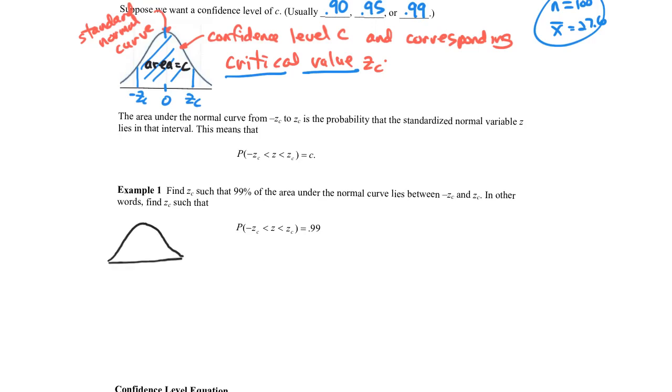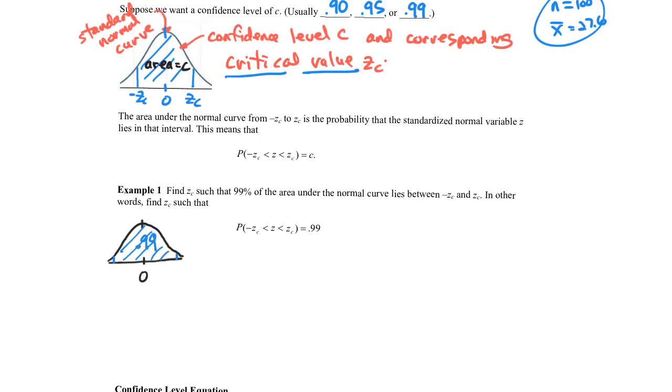And we want this to be, that's a little bit of an ugly looking curve, but let's just make it work. So we want this to be set up so that we've got 99% of that curve shaded in. So we've got like here and here, and this is all 99% shaded, 0.99.